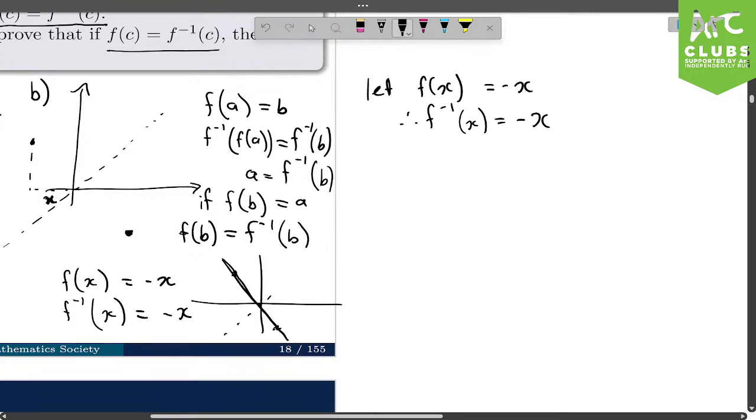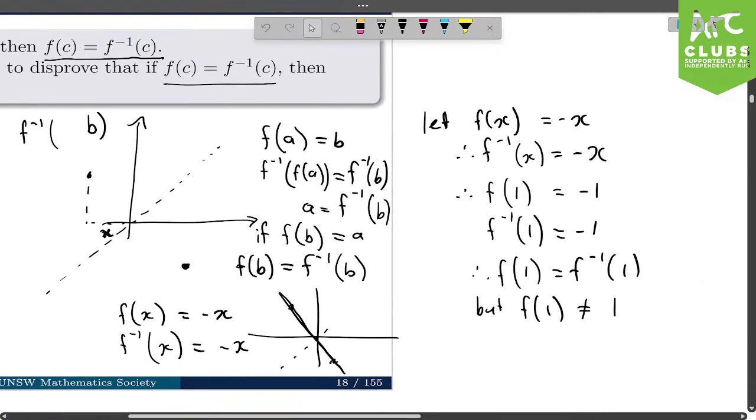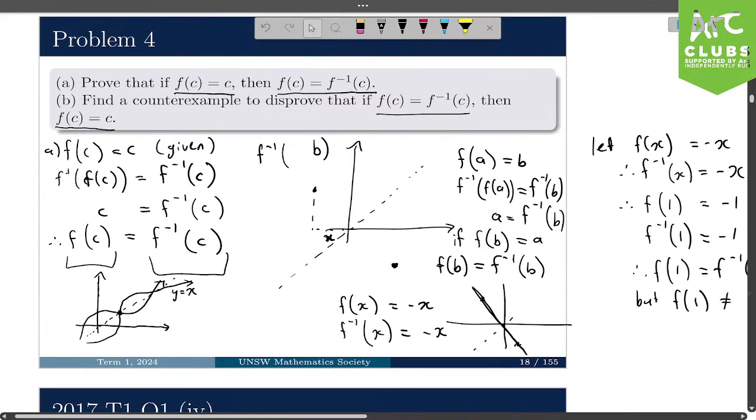and if we have that, then we can just take some arbitrary point, say for instance f of 1 equals minus 1, and the inverse of 1 is also equal to minus 1, so f of 1 is equal to the inverse f of 1, but f of 1 does not equal 1, right? So that's our counterexample. And we've disproven this statement that if f of c is equal to the inverse f of c, then f of c equals c.